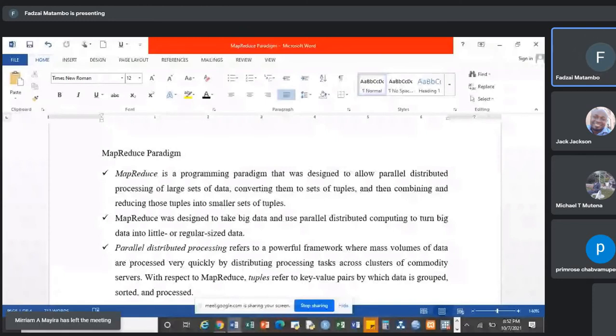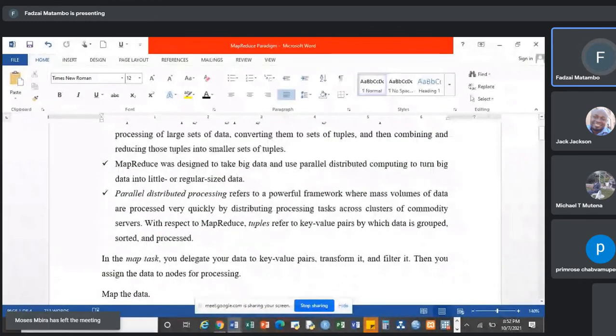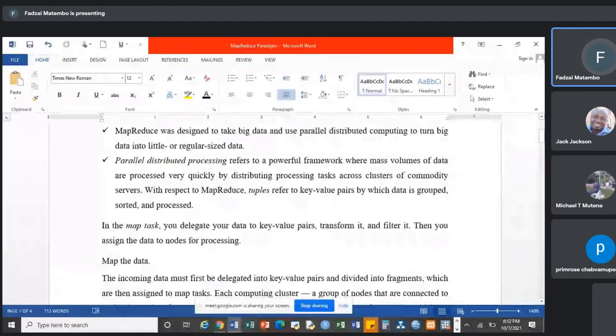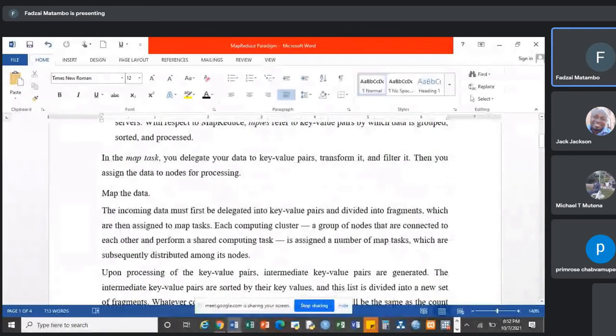data sets. So it uses parallel distributed processing, which refers to a powerful framework where mass volumes of data are processed very quickly by distributing processing tasks across clusters of commodity servers. With respect to MapReduce, tuples refer to key value pairs by which data is grouped, sorted, and processed. In the map task, you delegate your data to key value pairs, transform it, and filter it. Then you assign the data to nodes for processing.